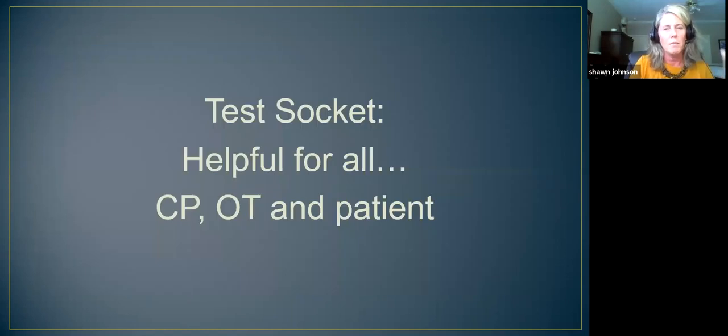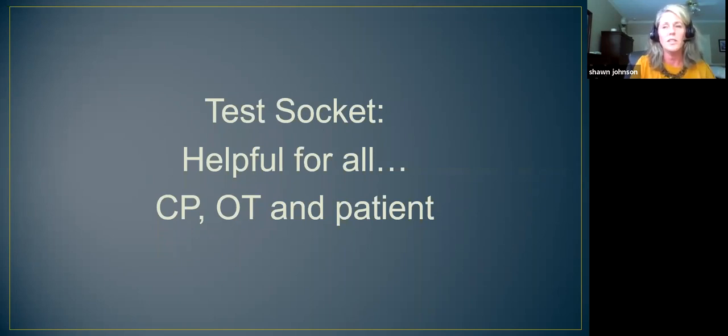All right, so I've mentioned this interim phase and test socket. I feel it's helpful for everyone. I feel it's helpful to you guys. If there are problems that you see once the prosthesis has been delivered, then you can address them in the test socket, which is a lot easier than taking apart a finalized prosthesis.